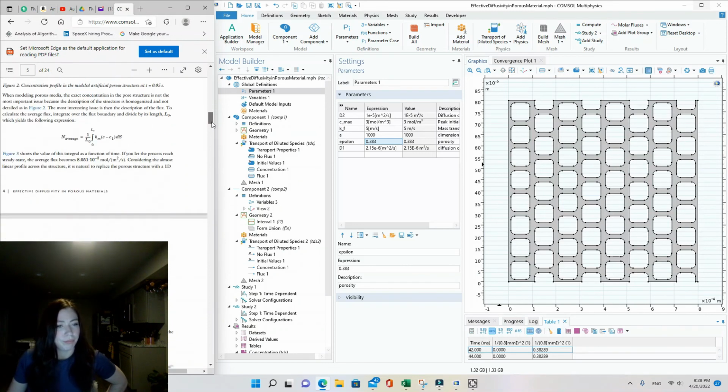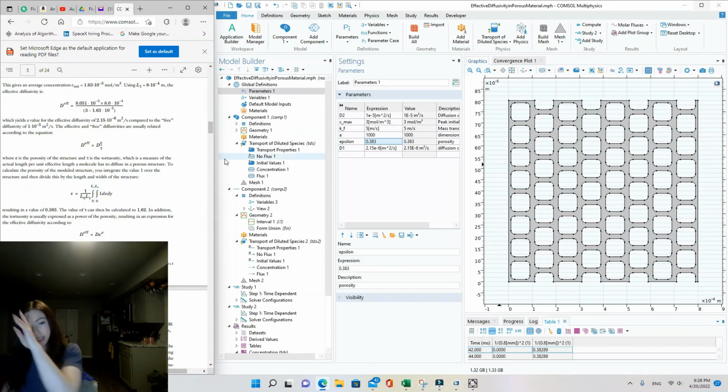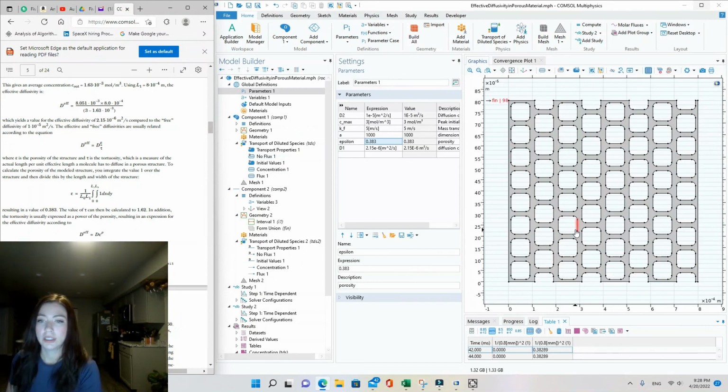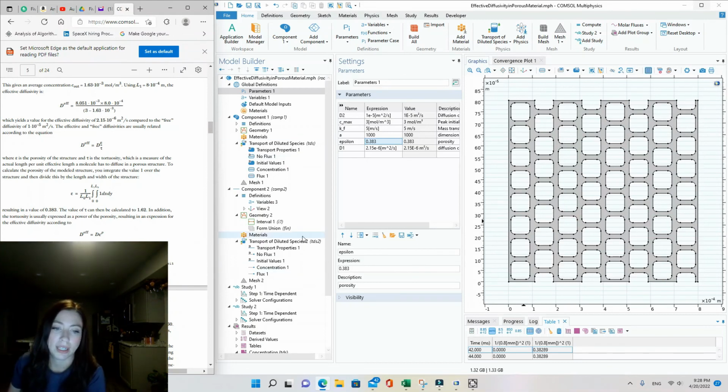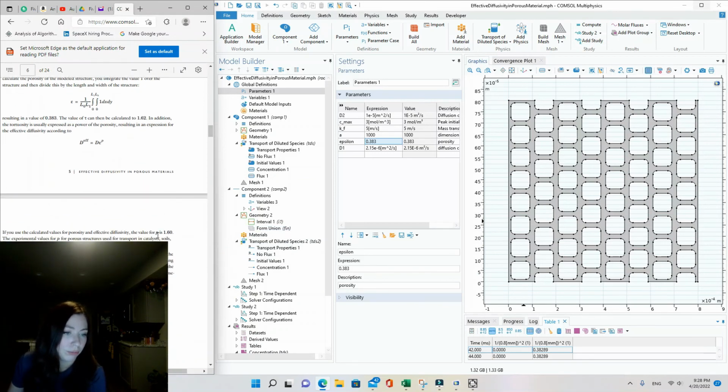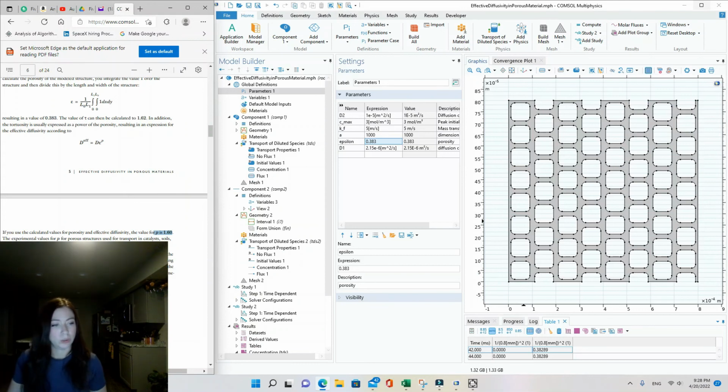So, I mean, if you were doing this for a physical problem, you would likely have either these input values, or the tortuosity, but I was just sort of curious.